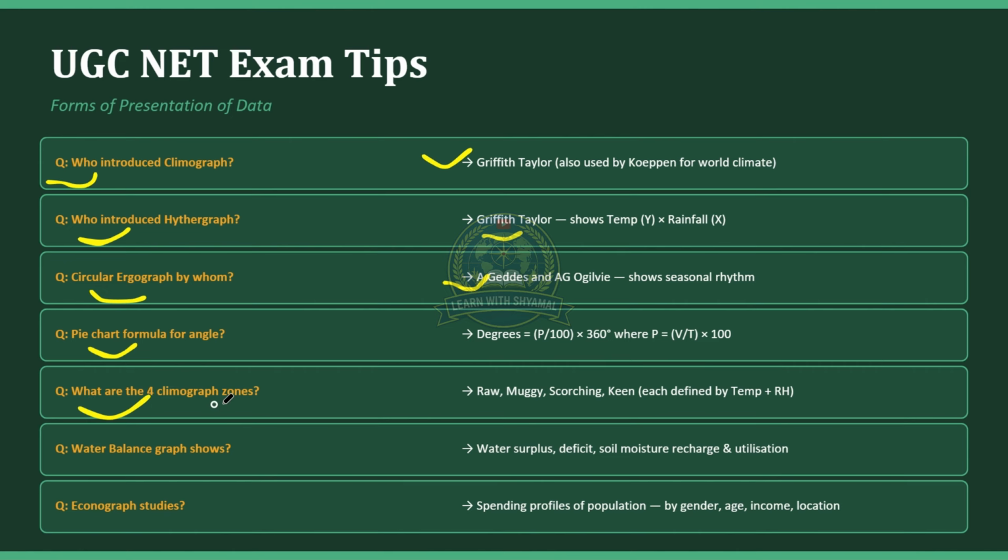The 4 climograph zones are raw, muggy, scorching, and keen, defined by temperature and humidity. The water balance graph shows water surplus, deficit, soil moisture recharge and utilization. Ethnograph studies the spending profile of the population by gender, age, income and location.